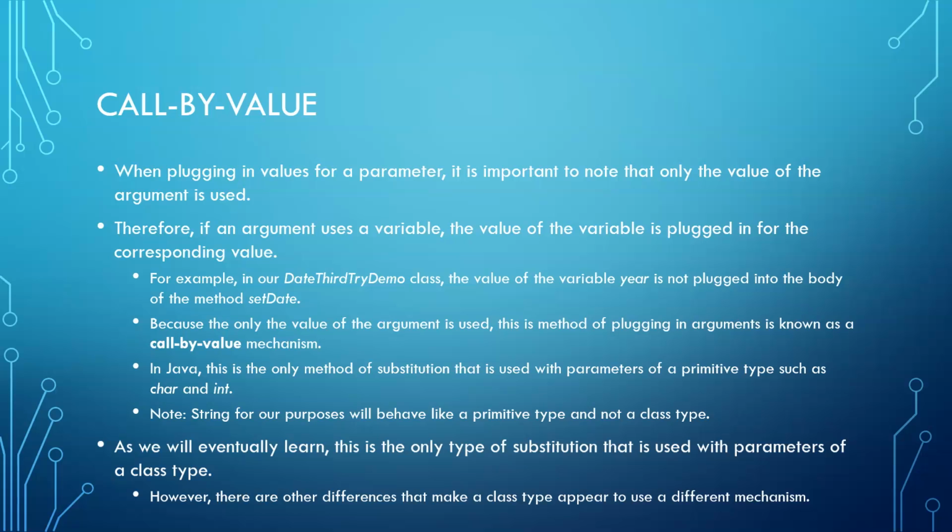Now, as we eventually will learn, this is the only type of substitution that is used with parameters of a class type. However, there are other differences that will make a class type appear to use a different mechanism.